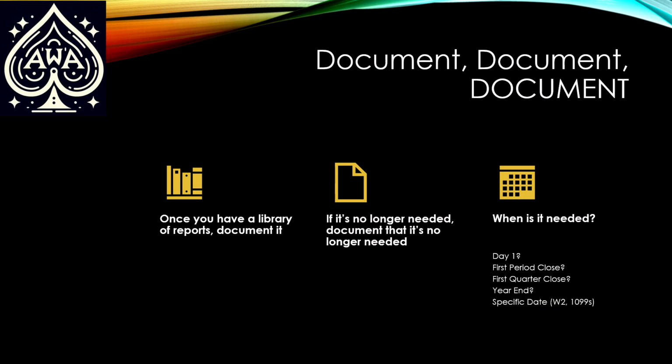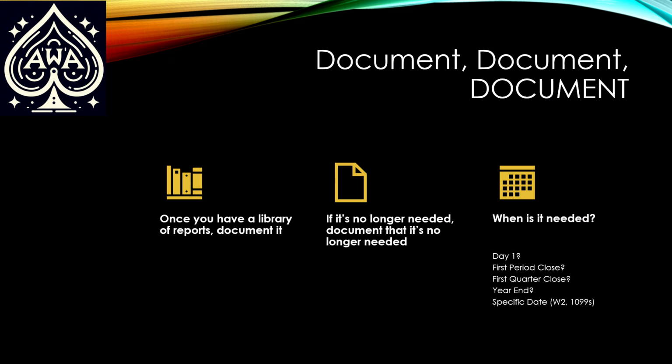If it's no longer needed, make sure you document why it's not needed. It's going to be replaced by this new thing, or it's just not needed. But you really want to have that clean audit trail of what they had, what they're getting, and how those two cross-flow. If it is needed, when is it needed?